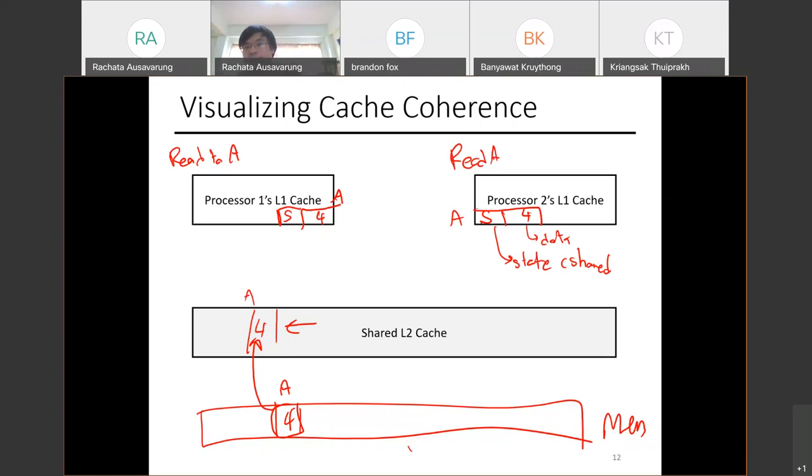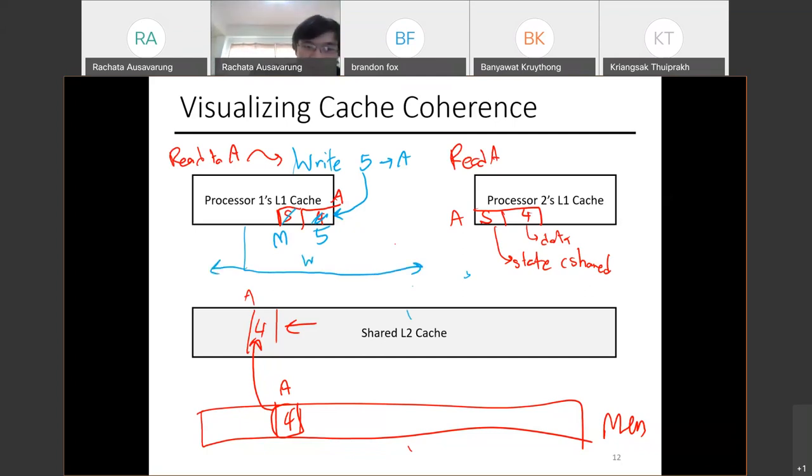So what do we do next? Let's say processor 1 now writes value 5 to A, right? 5 into address A. What happened is now the value 5 goes in here. This now changed to 5. Because you are writing, you modified it. The state would now change from shared to modified. You send the signal to everyone saying, hey, I write to A. Send it to everyone, including processor 2, processors who have a copy of A.